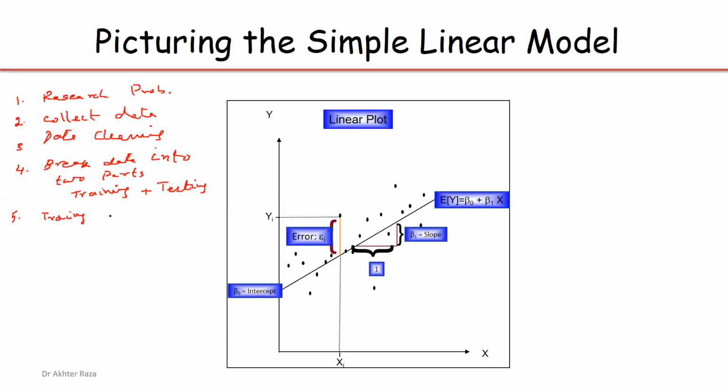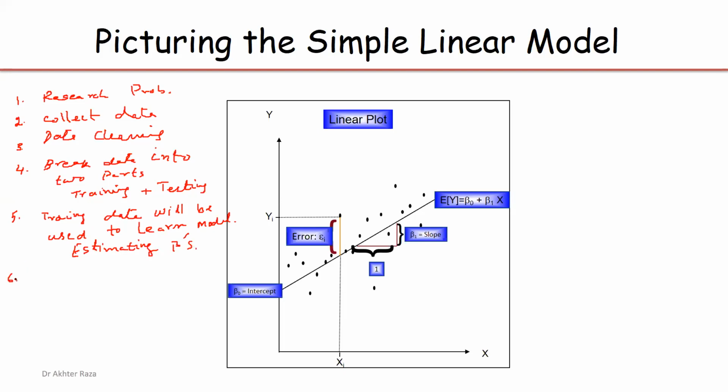Then the training part will be used to build the model. Training data will be used to learn the model. This is called model learning, and it is a very important step. What we are doing in model learning is basically estimating betas. This is an important thing.